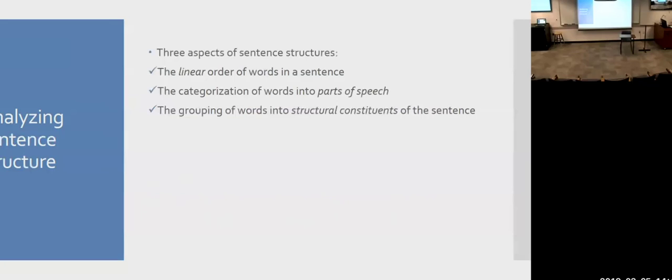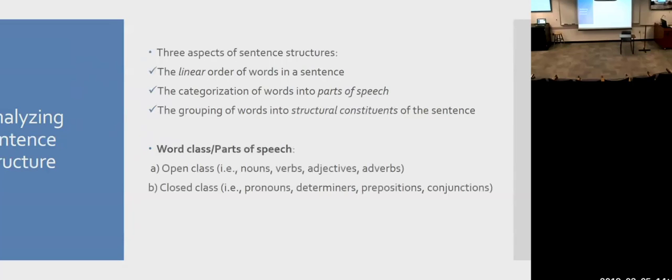Now, let us discuss parts of speech first. What are the parts of speech? We know a lot of parts of speech, right? For instance, we have nouns, adjectives, prepositions, pronouns, conjunctions, articles. So these are the parts of speech. Have you heard of word class? Actually, some parts of speech belong to the open class, while others belong to the closed class.